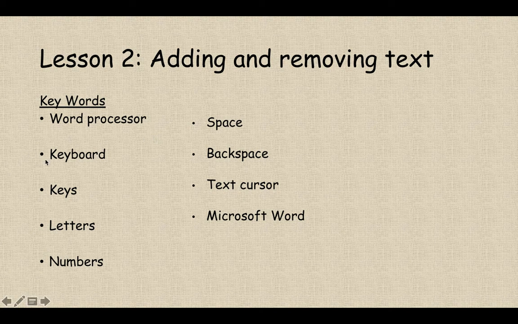We also have the word keyboard. Hopefully you know what a keyboard is by now. It is the part of the laptop or the desktop computer that enables us to create text onto our word processor. We have the keys. Now the keys are the individual buttons on the keyboard, and you were looking at some of those keys last week. Letters and numbers, obviously we all know what those are, but those will be located on the keyboard for you to use. Today we're going to be looking at the space bar, the backspace button, the backspace key, the text cursor, and we're going to be using Microsoft Word to have a go at some digital writing for today.